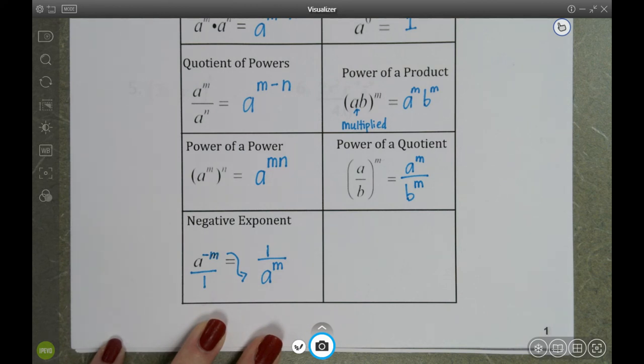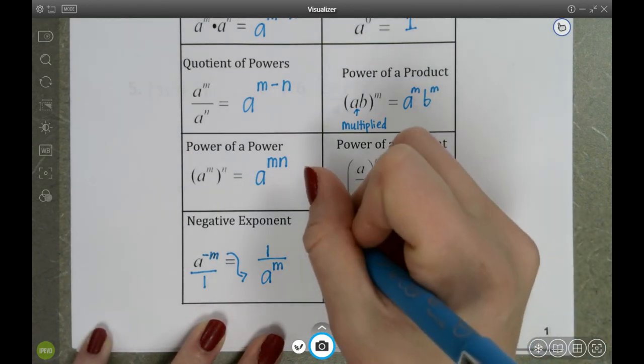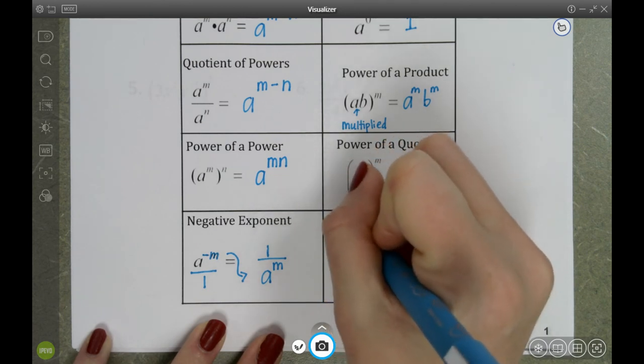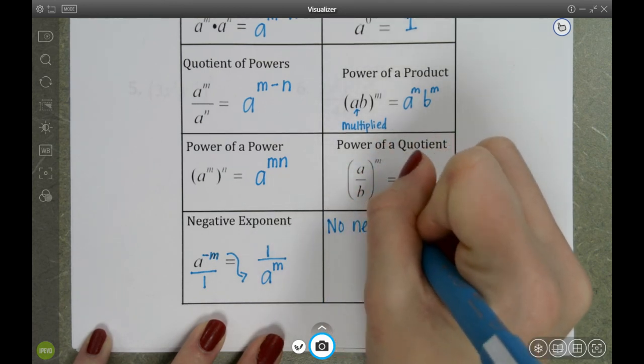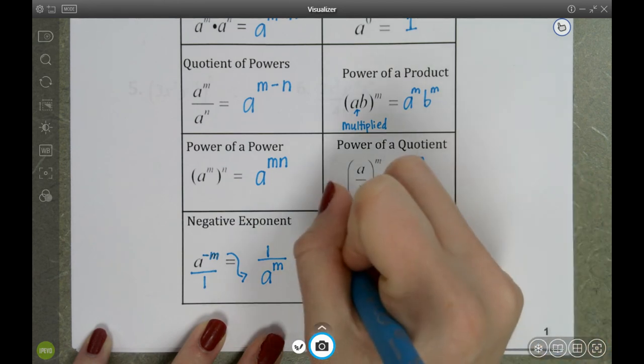Okay, so exponent properties, they're going to give you a problem and say simplify. And what you have to remember is your answer can have no negative or 0 exponents.